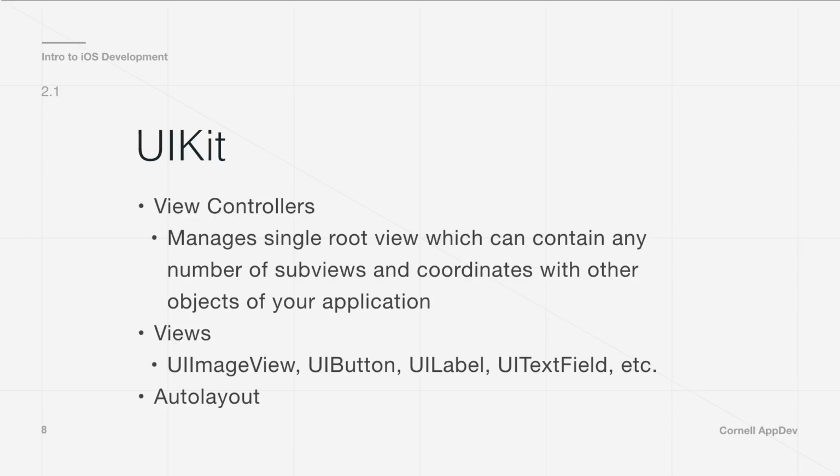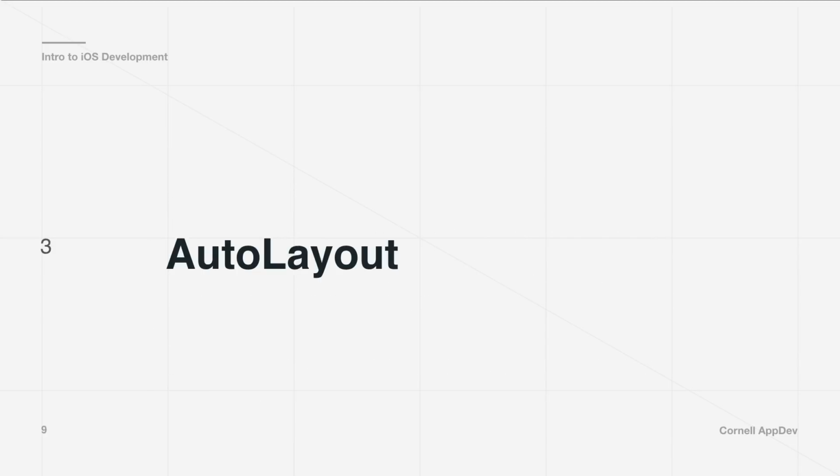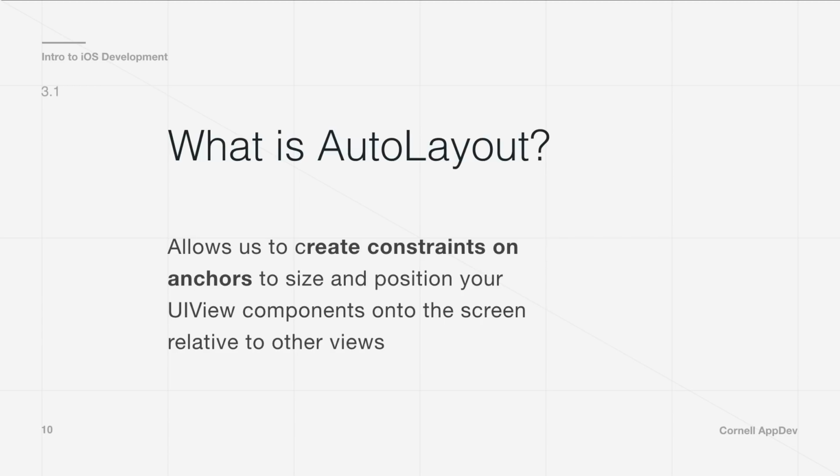And then the last part is AutoLayout. So that's our second topic, AutoLayout. What is AutoLayout? AutoLayout is what allows us to create constraints on anchors to size and position your views on the screen. So what exactly does this mean? Well, let's first see what anchors are.